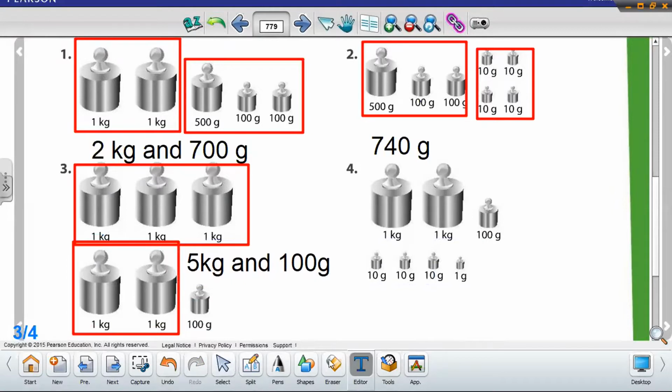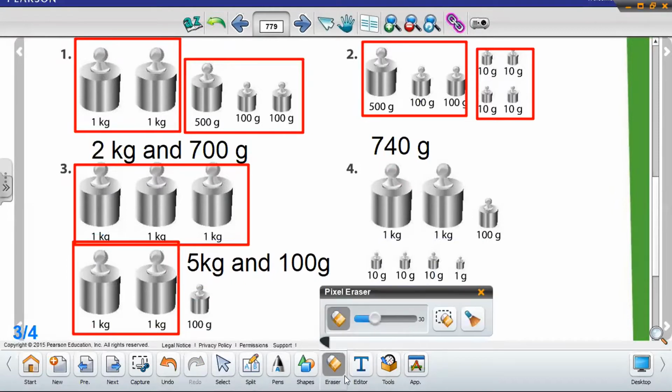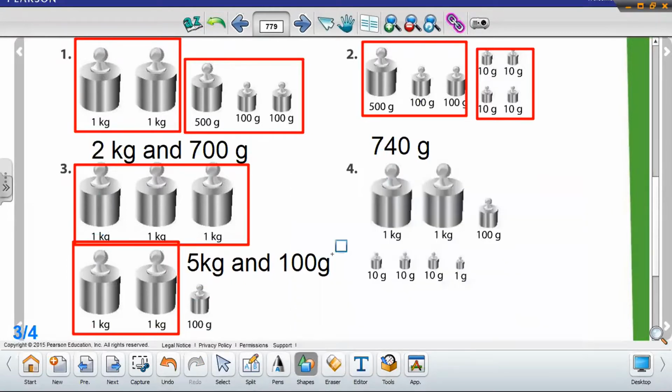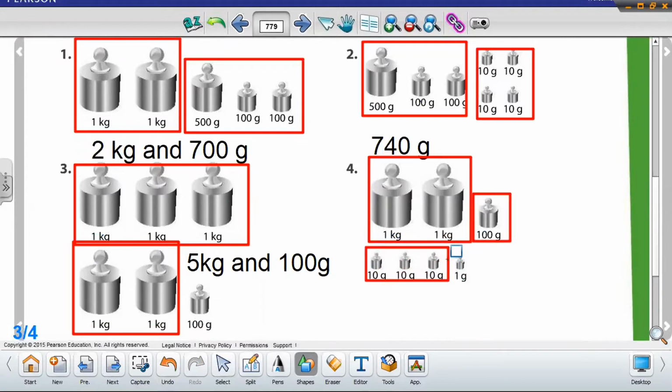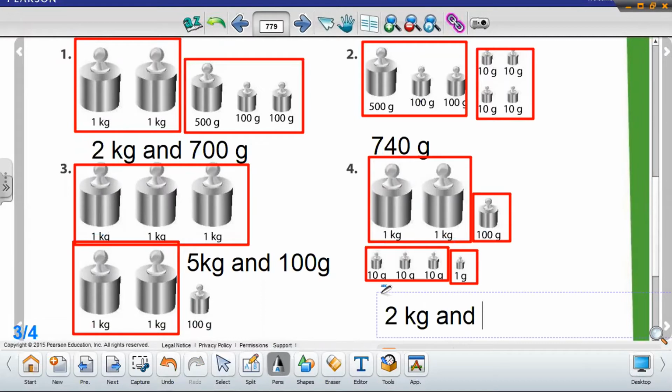Question number 4. We add the kilograms together. I have 2. Let's add the hundreds: I have just 100. Let's add the tens: I have just 30. And here we have just 1. Let's order them: 2 kilograms, and 100 plus 30 plus 1 is 131. Gram or kilogram? Yes, gram.